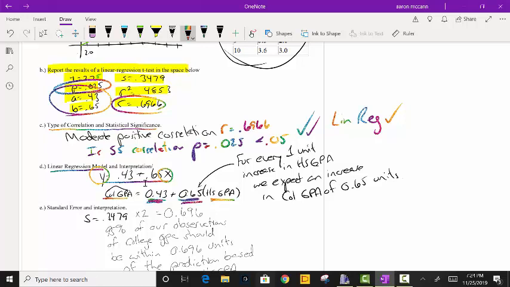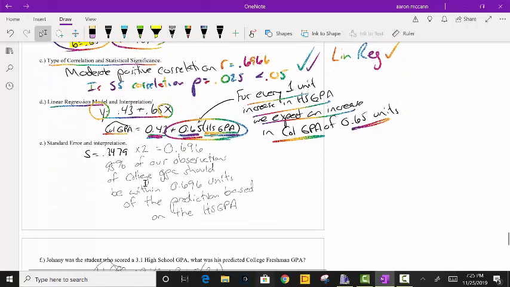But what is useful is for every 1 unit increase in high school GPA, we can expect an increase of 0.65 units in college GPA. And so that's a pretty good indication that, hey, if you perform better in high school GPA, based on the correlation, based on the linear regression, it appears that you should do well in college. But once again, correlation does not imply causation. But we still get the suggested relationship between the two with that value.